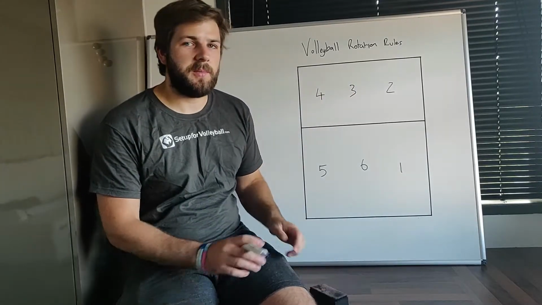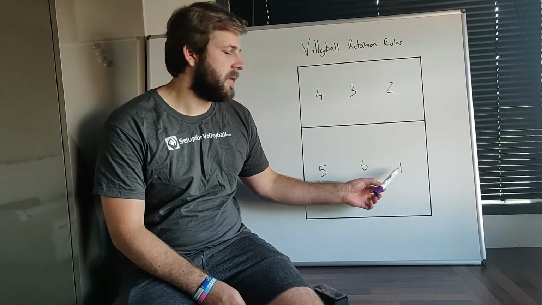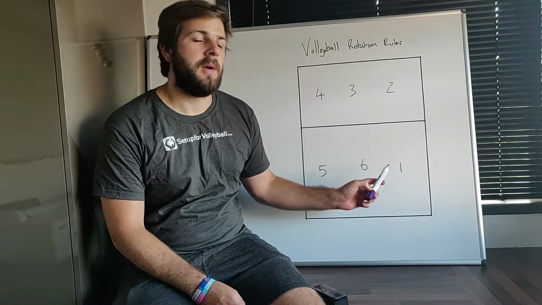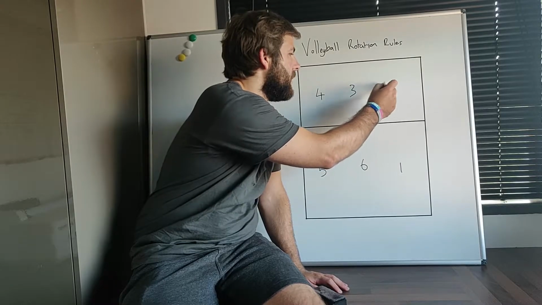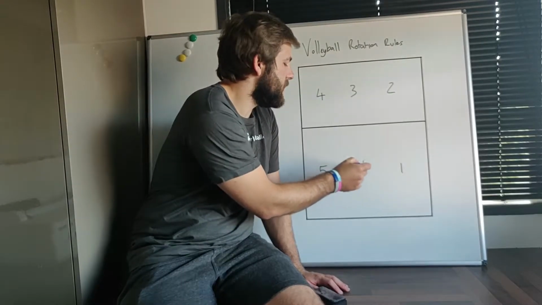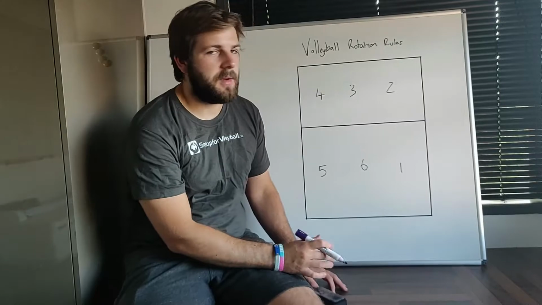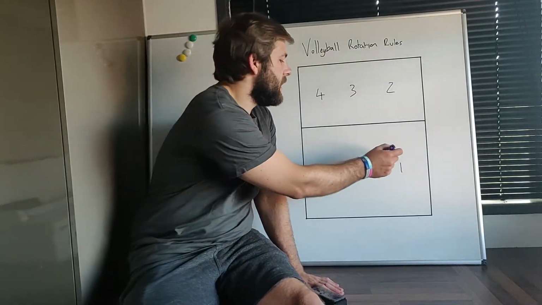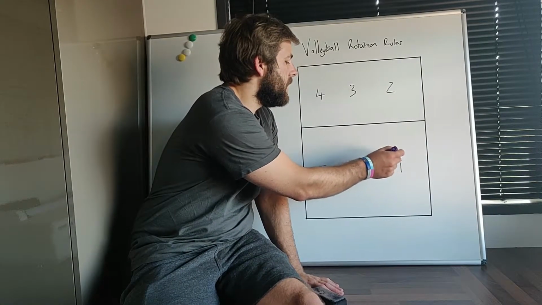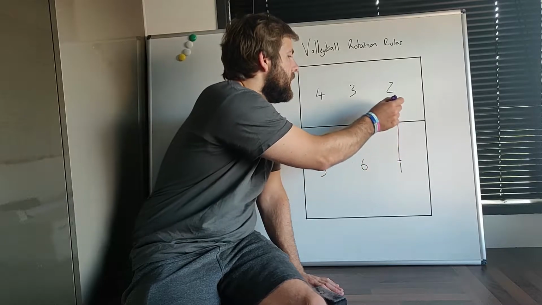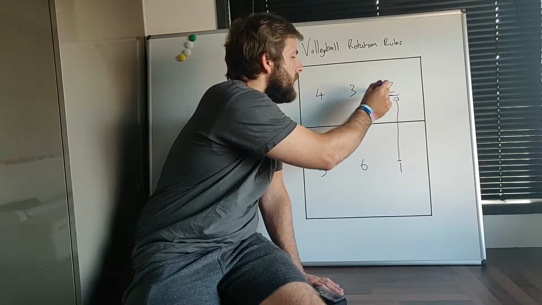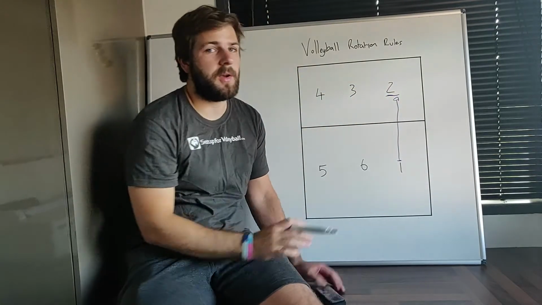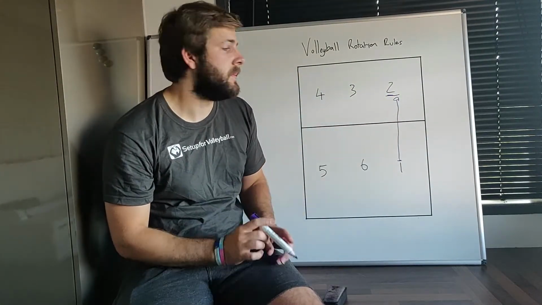So if we start with position 1, which is down here, the back right position on the court. This player here is affected by this player in front of them and this player to the left of them. When I say affected by, what I mean is this player, our 1 player, can't go past the 2 player. So they can come and stand right up here, but they can't go to this side of them. If they go that side of them, they're out of rotation.